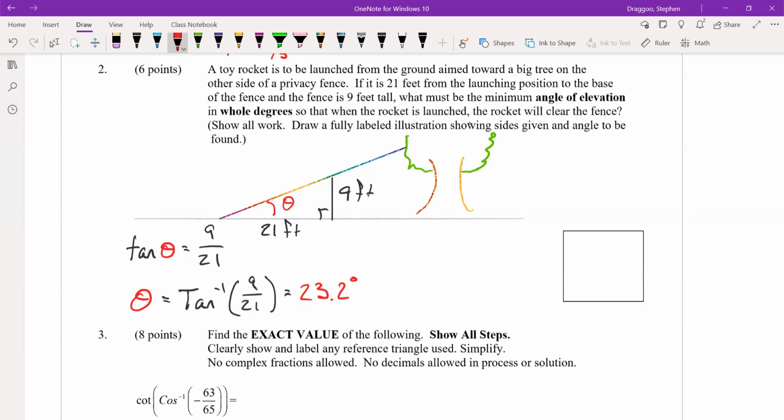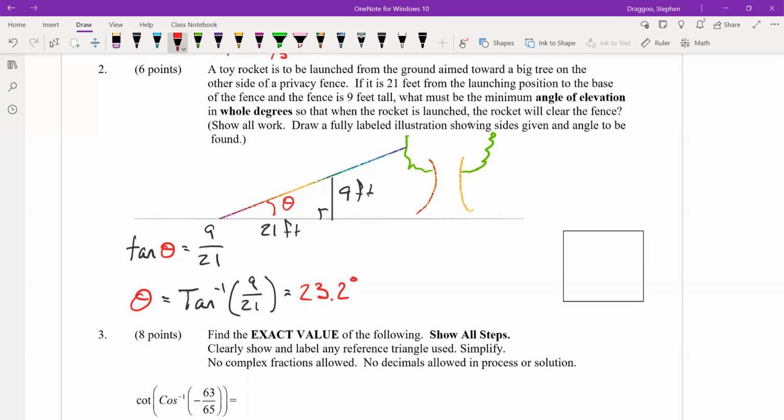This problem has a slight twist on it that's not common to many other word problems. But realize that the way that I wrote this, it asks for the minimum angle of elevation in whole degrees so that the rocket clears the fence. So rather than thinking about our usual rules of rounding, which are if it's 0.5 or higher, we round up, and if it's less than 0.5, we round down, this wants the minimum whole number angle that gets over the fence.